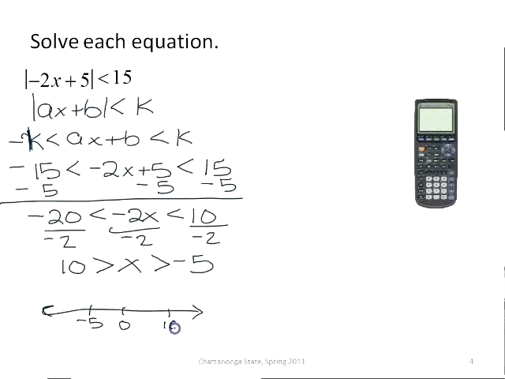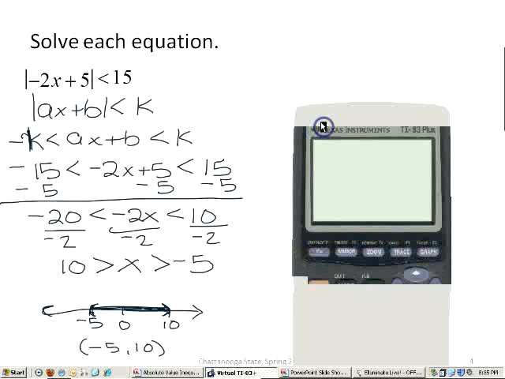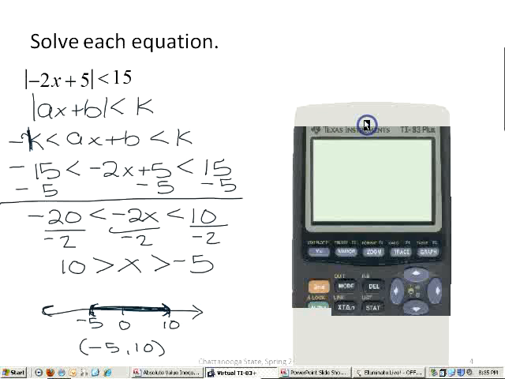So here, what I really have on my number line is, here's my 0, here's my negative 5, and here's my 10. The x is less than 10, and the x is bigger than negative 5. So here I actually have points between negative 5 and positive 10, and it would stop at each endpoint. So interval notation would be negative 5 to positive 10, using parentheses on both ends.